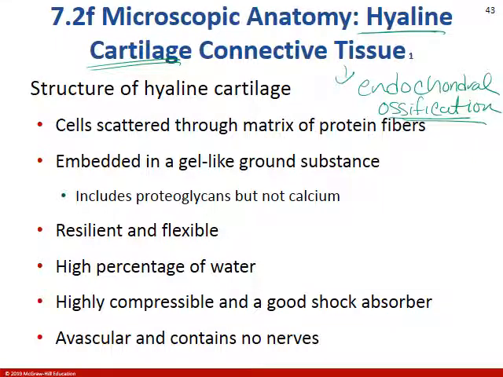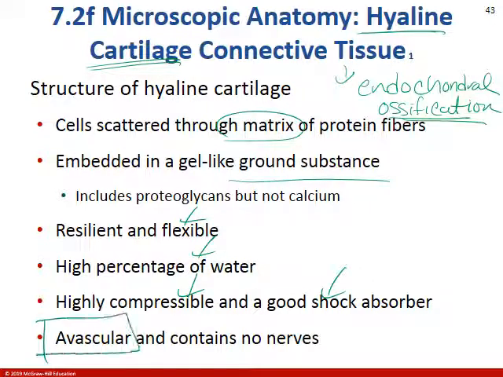So hyaline cartilage, there's going to be some sort of matrix being produced. You're going to have ground substance that's flexible, high percentage of water, high compressibility, good shock absorber. But remember, cartilage is avascular. So if I'm turning hyaline cartilage into bone, I'm going to have to add blood vessels, right? Because bone is highly vascularized. So this might make a little bit more sense in part 2. They just want to go over some of the terminology because hyaline cartilage is closely associated with bone.